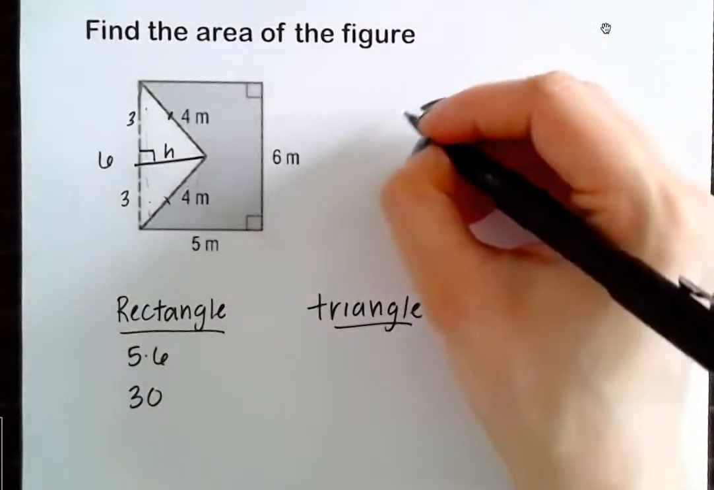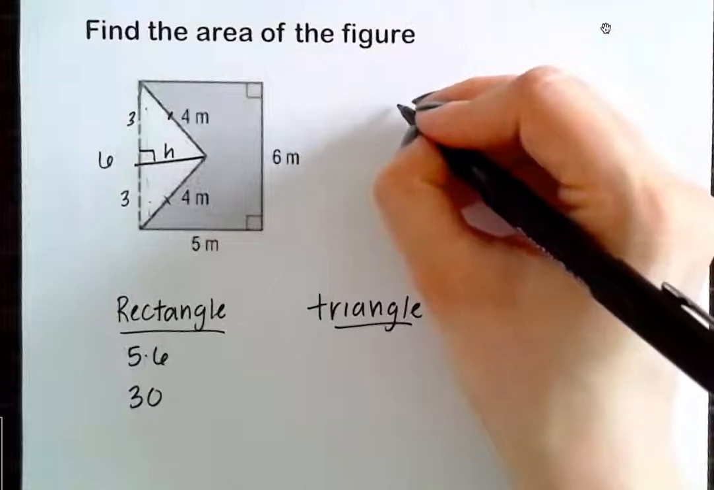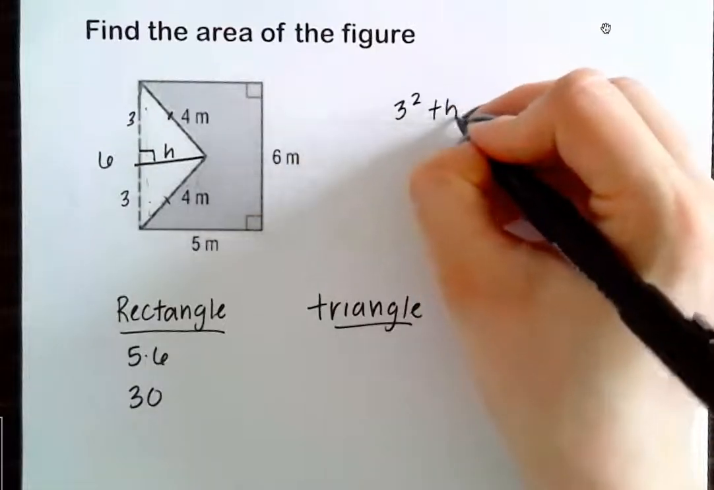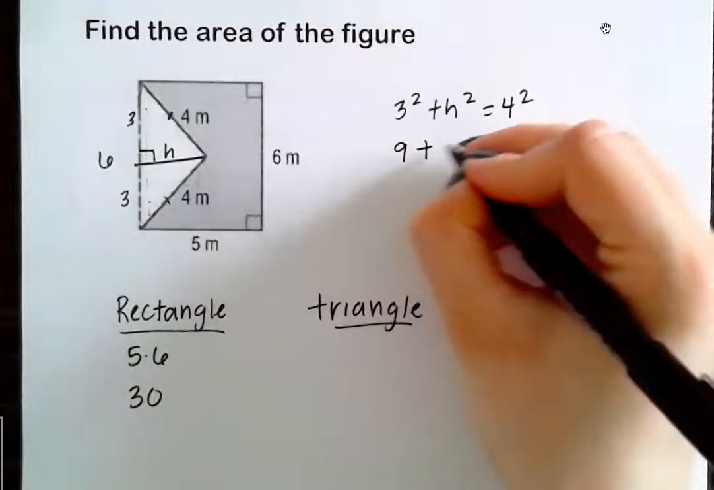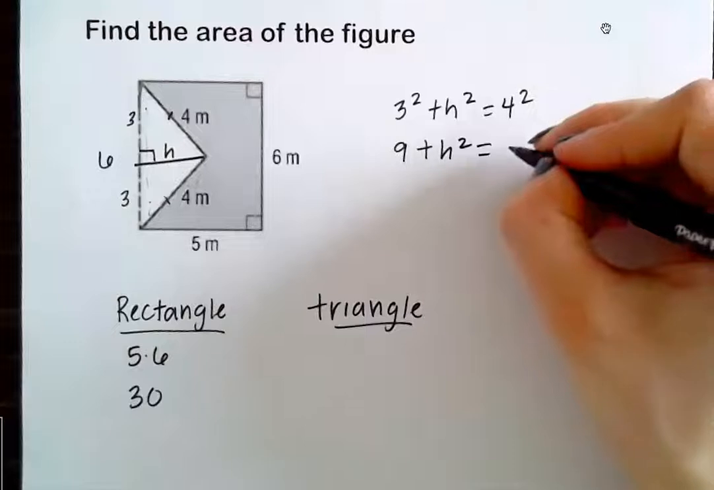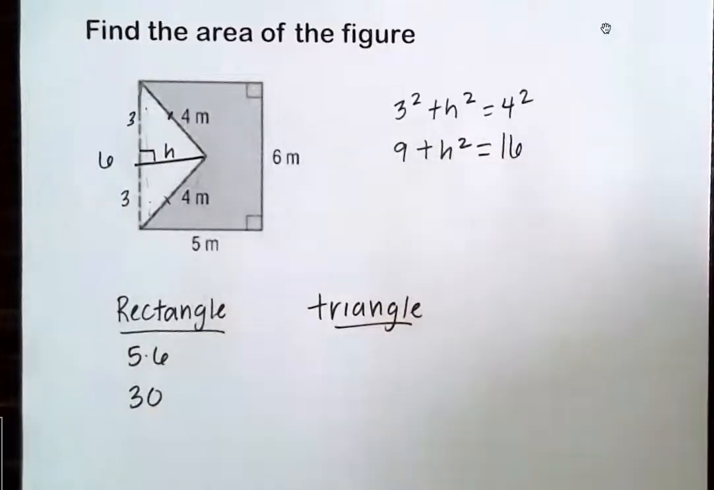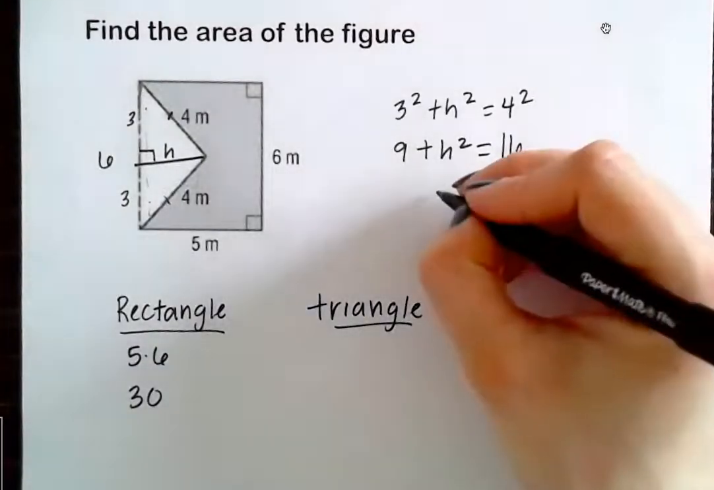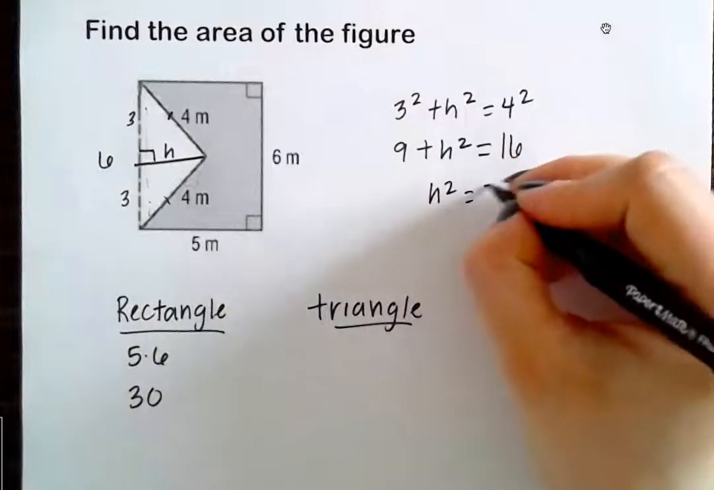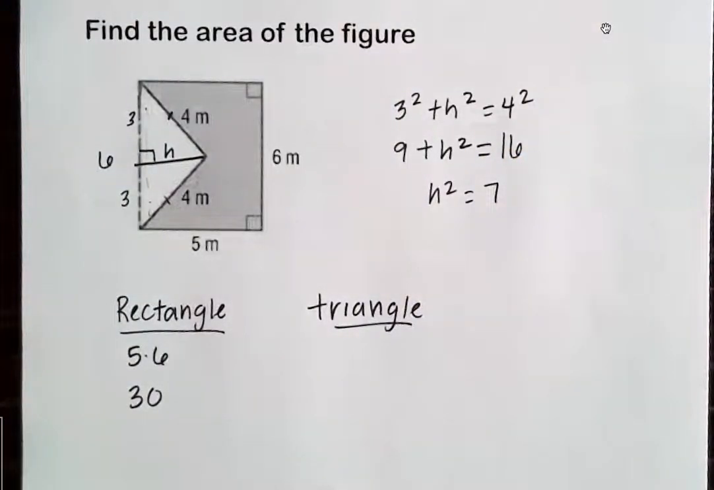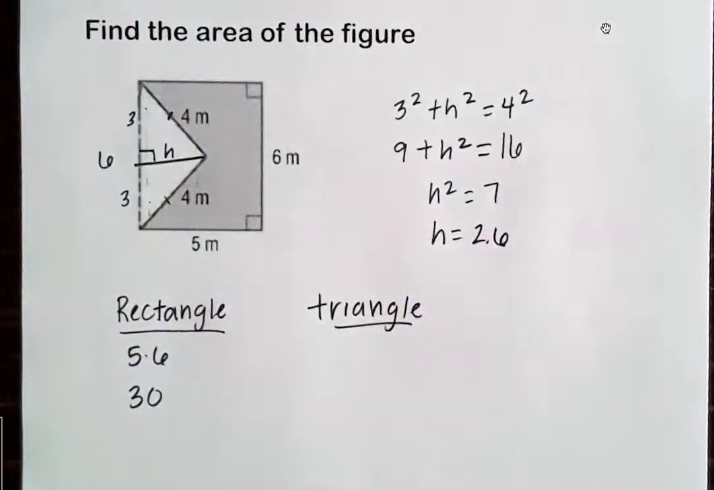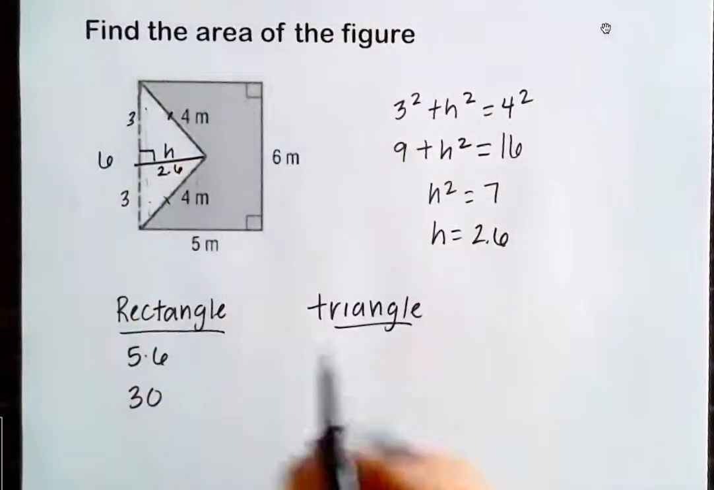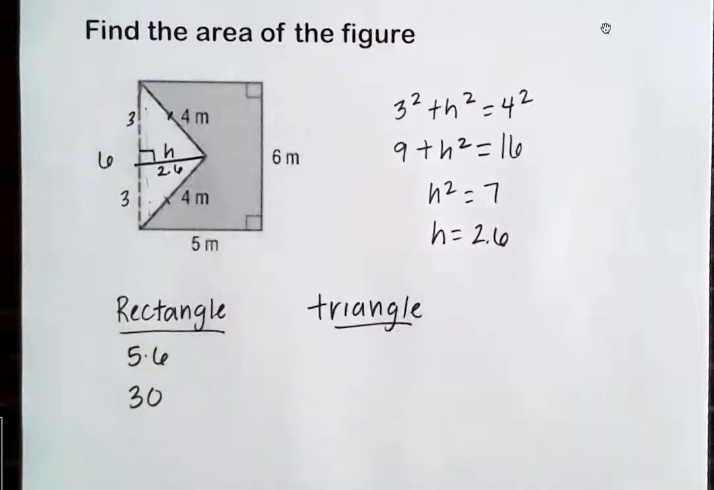So to find our height, we can do our favorite theorem, the Pythagorean theorem. So 3 squared plus h squared equals 4 squared. 3 squared is 9. We don't know what h squared is, and 4 squared is 16. Subtract over our 9, and we're going to get 7. Just to make sure I did the math right earlier, the square root of 7 is about 2.6. Does that work for you guys? 2.6. So now my height is 2.6, so now we can find the area of that triangle.